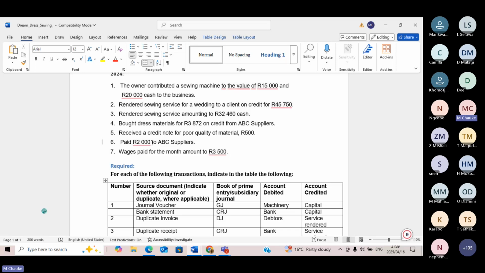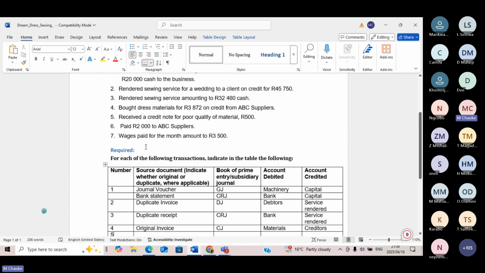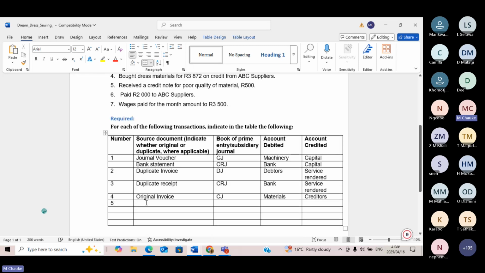Are you with me? So the source document here is just given. It's a credit note received. Credit note received.